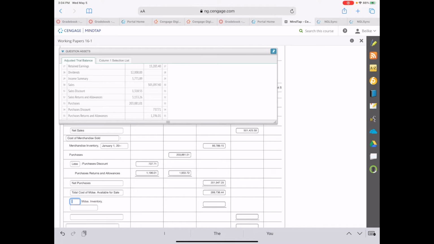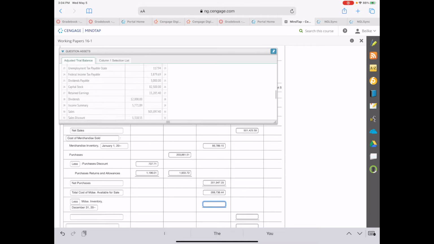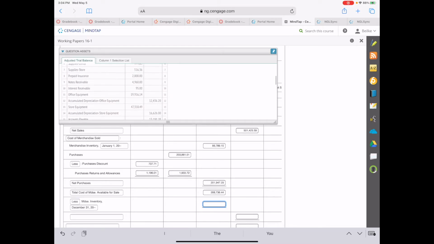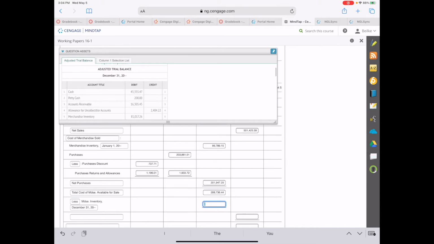Okay, so now we figured out our beginning inventory plus all of our purchases. Then we're going to subtract our merchandise inventory for the end of the fiscal period, which is December 31. Okay, so we'll go up here, we'll find our merchandise inventory. At the end of the fiscal period, it is worth $81,017.26.